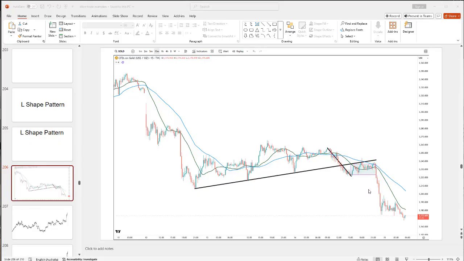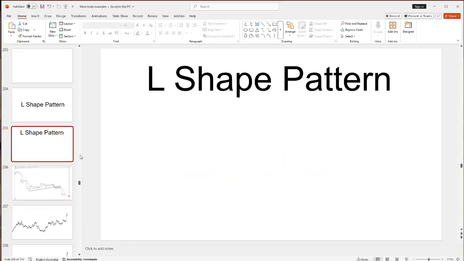And then, so that's the first. Again, this has just happened recently on gold here, but that's the first type of trading. That's the L-shaped type of pattern. Now, the first pattern is what? The first pattern is this. The first pattern is the L-shaped trading pattern.